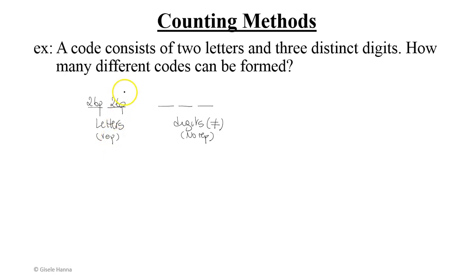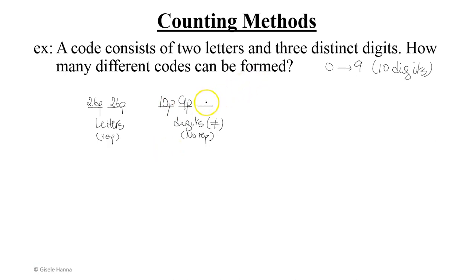Now let's move to the digits. The digits in the decimal system are 0 to 9, which are a total of 10 digits. Since repetition is not allowed here, for the first digit, I have all 10 possible digits. However, for the second digit, I can choose any of the 10 digits except the one I chose for the first digit. So I have 9 possible digits for the second one.